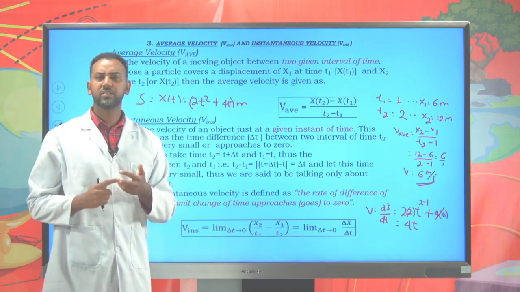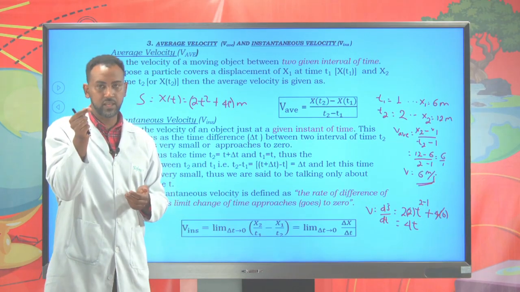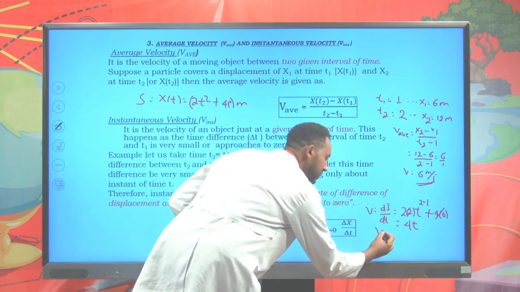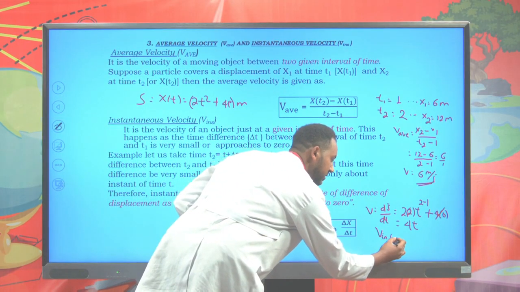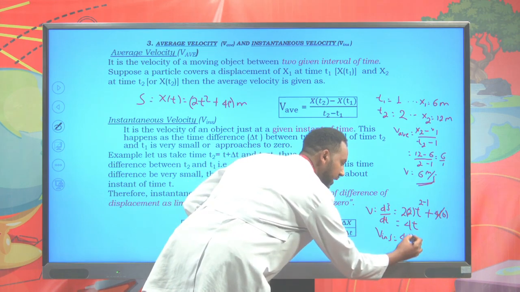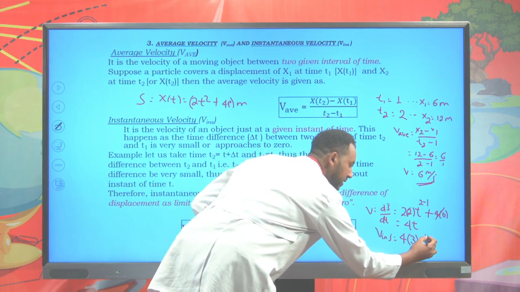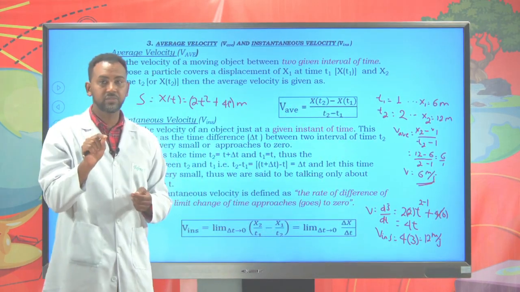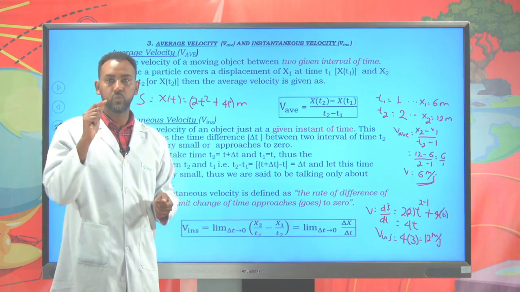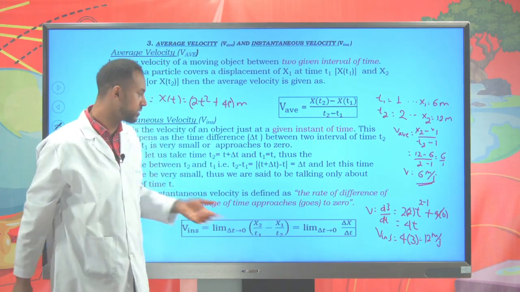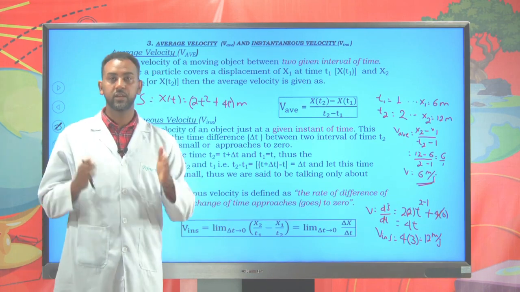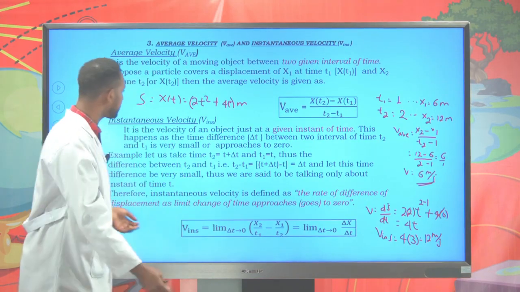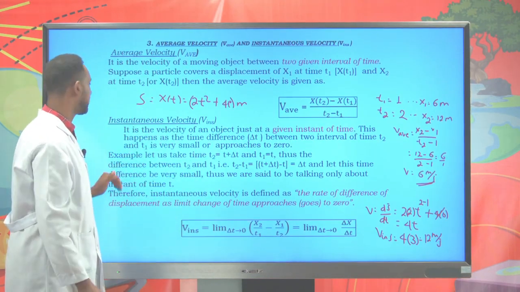Then we are asked to find the instantaneous velocity at a given instant time. Suppose the time is 3 seconds. The instantaneous velocity at 3 seconds means we put 4 times 3 seconds. Therefore, this gives us 12 meters per second. 12 meters per second is the instantaneous velocity of this particle at a single instant, and that instant is 3 seconds. Whenever you are asked to find average velocity, it should be the average velocity between two time intervals. So these are the two important terminologies.